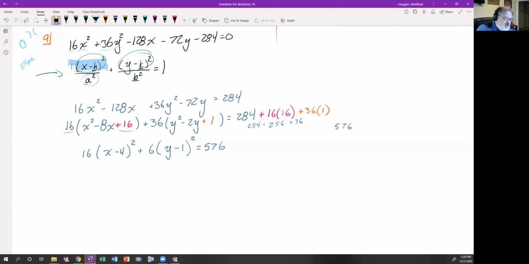Because the other big thing that we don't have yet is this 1. That 1 is super important. And we get that 1 off by dividing what's, again, trying to be this thing's radius, but that radius is warped by the 6 and the 16. So it's not a common radius. So we divide it off, and we get 16 times (x minus 4) squared over the 576 plus 6 times the (y minus 1) squared over 576. That forces that 1 to occur.